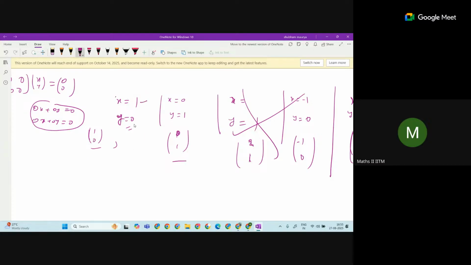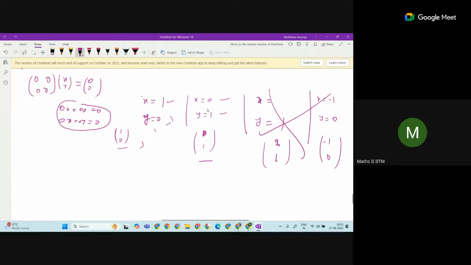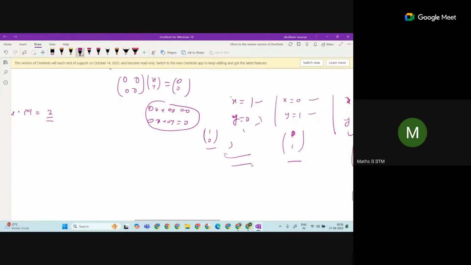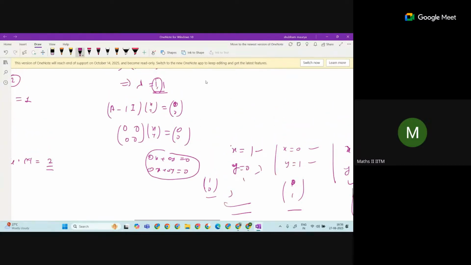Let's give x is equal to 1 and y is equal to 0, and next x is equal to 0, y is equal to 1. This is the general standard form we generally follow. Very simple, very easy. Okay, see, I started from here. I have a matrix, this identity matrix, and followed that. For only one eigenvalue, you are getting two independent eigenvectors. So here what you can say, the eigenvalue 1 has algebraic multiplicity 2.